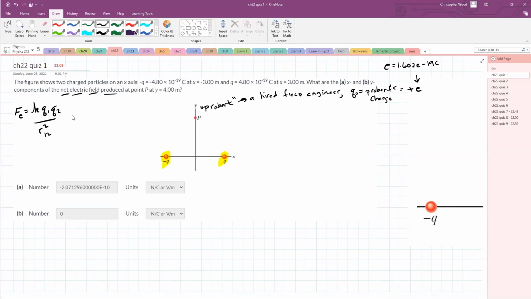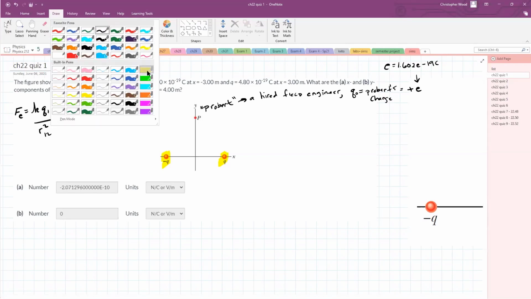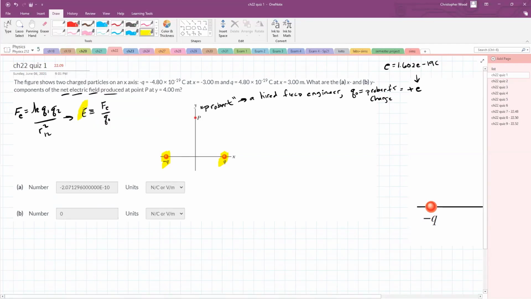And then here's what's new in chapter 22. The electric field, E stands for electric field, is defined as the electrostatic force divided by Q naught. This is the definition. And I'm going to kind of fast track through this because I very laboriously and meticulously talked about what the electric field is beyond just the definition in the lecture video and via the lecture notes, which are kind of one and the same.